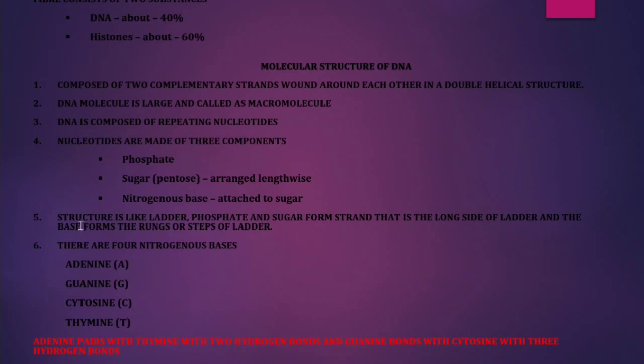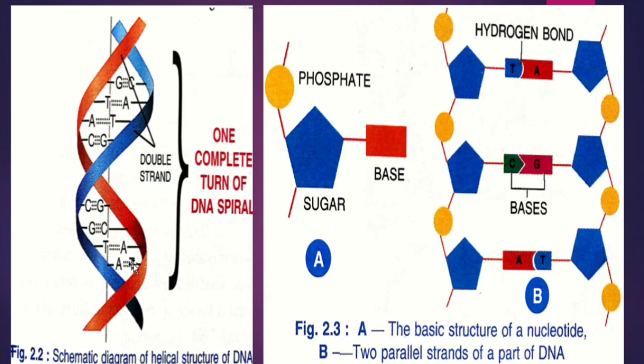If we unwind the structure of the DNA, it looks like a ladder. Phosphate and pentose sugar form strands, that is the long side of the ladder, and the bases form the rungs, the steps of the ladder. This is the structure of the DNA. This DNA has two strands, the orange and the blue one. One complete turn of the DNA spiral is shown.